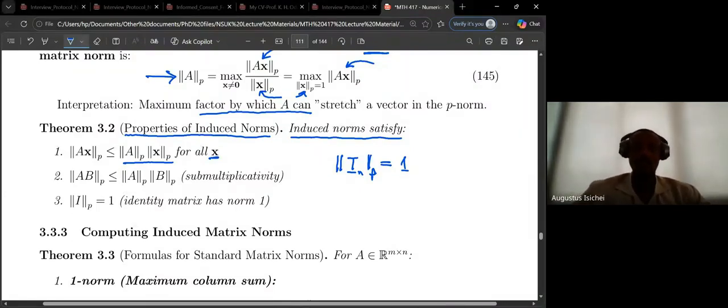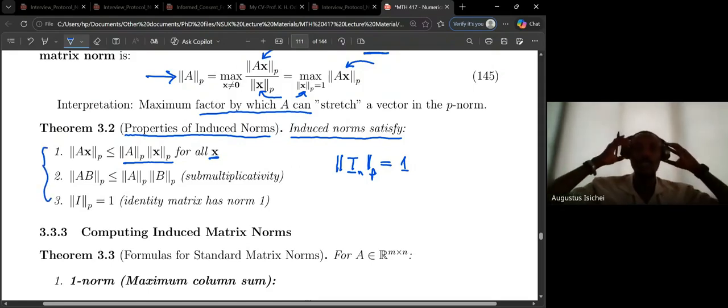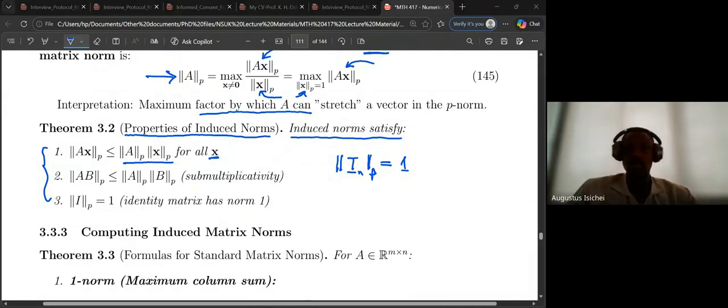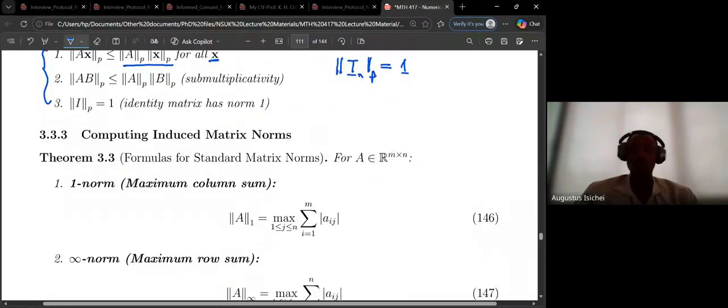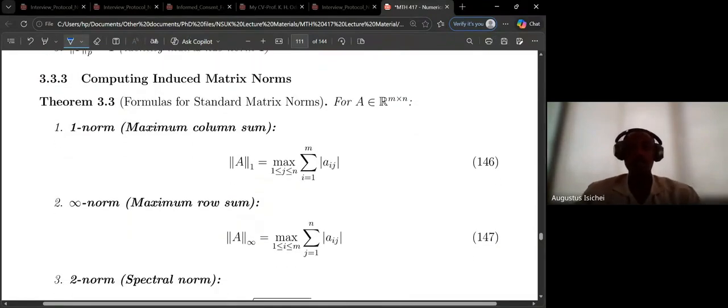Okay, we've talked about these three properties. Like I said, whenever you see an induced norm defined on the space of matrices, these three properties should follow directly. If they are not all satisfied, then that norm is not an induced norm. Let's move on to section 3.3.3, computing induced matrix norms. So how do we compute these induced matrix norms?